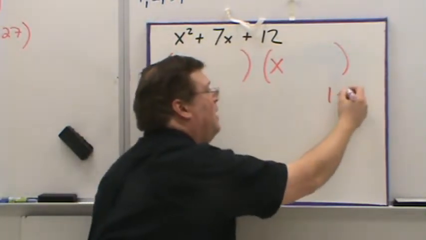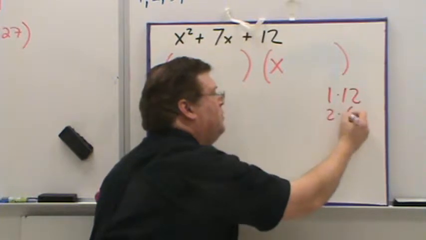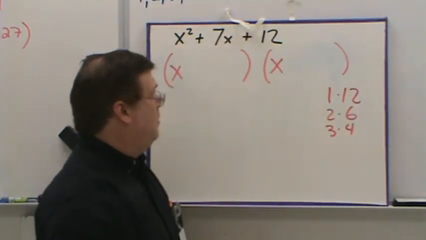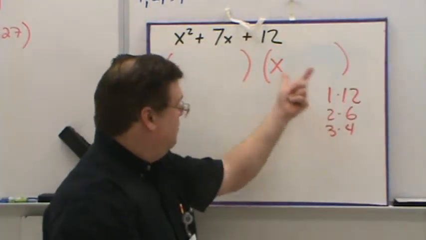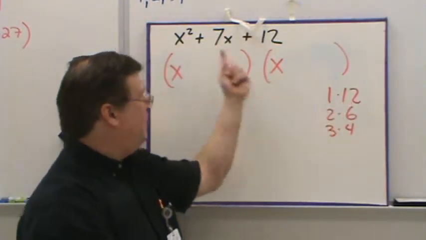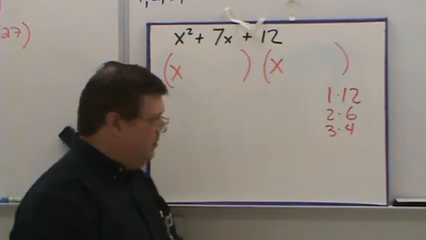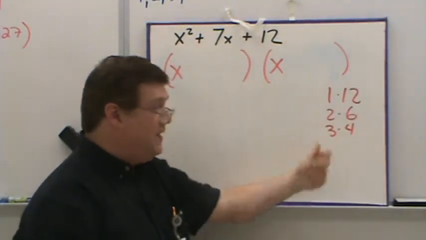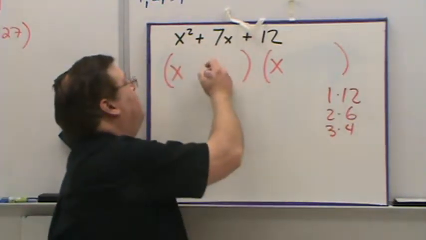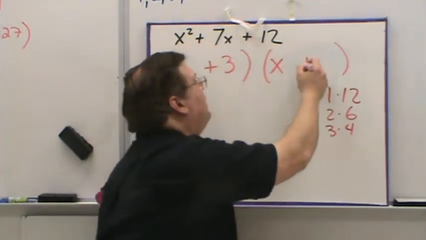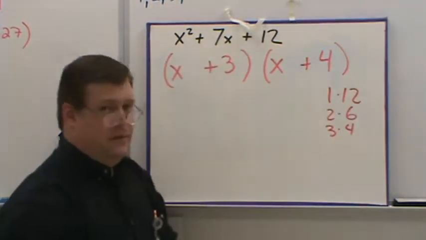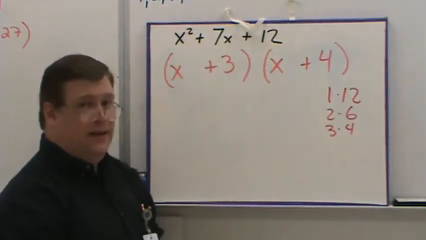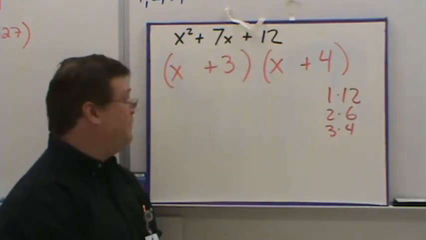The factors of 12 are 1 times 12, 2 times 6, and 3 times 4. Well, 1 and 12, when I add those together, are they going to give me 7? No. 2 and 6 is going to give me 8. 3 and 4 does give me 7. So I'm going to have a plus 3 and a plus 4 here. So I believe I have correctly factored this trinomial quadratic.